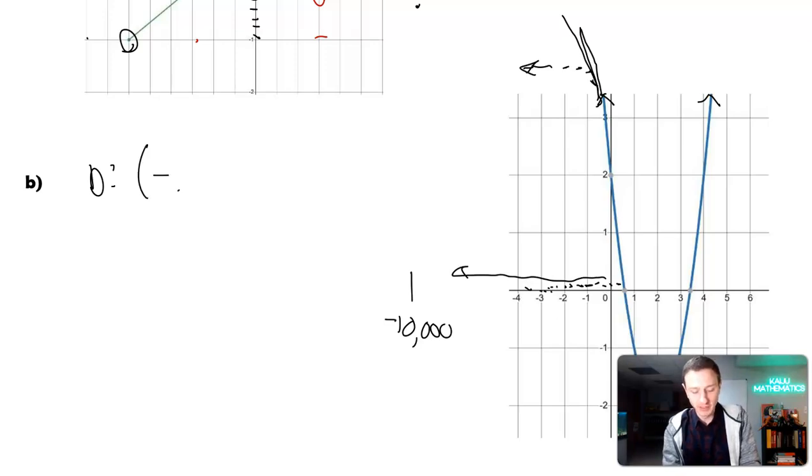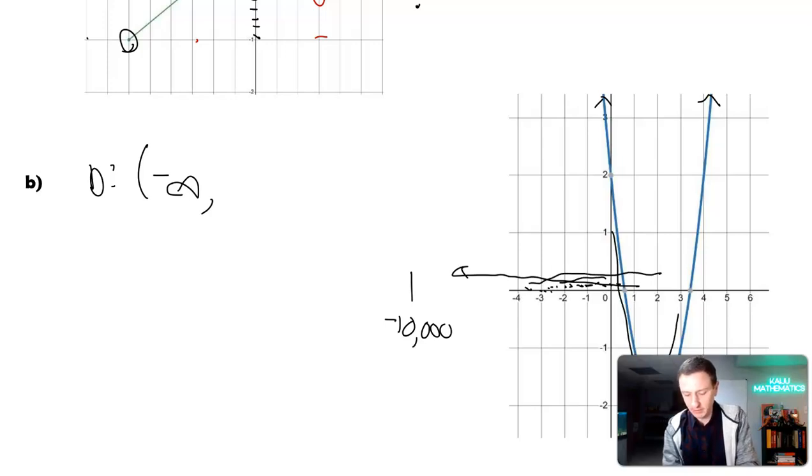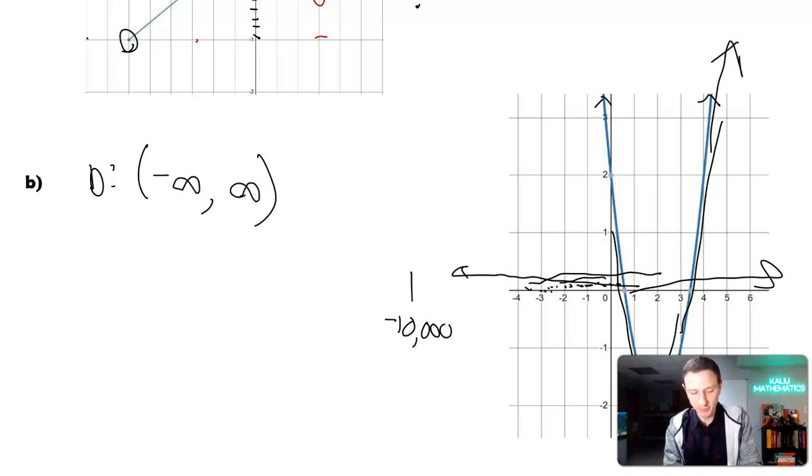So the domain is going to start at negative infinity, because it is going to be out there. It's just going to keep going forever and ever. And as I go along the x-axis, going left to right, I dip down, I go back up, and then this is going to do the same thing. It's going to go out forever and ever, out towards the positive direction. So the domain then is going to be from negative infinity to positive infinity. It goes on forever and ever in both directions.